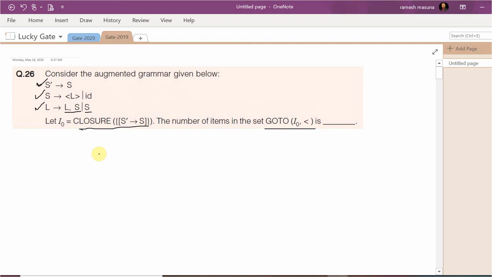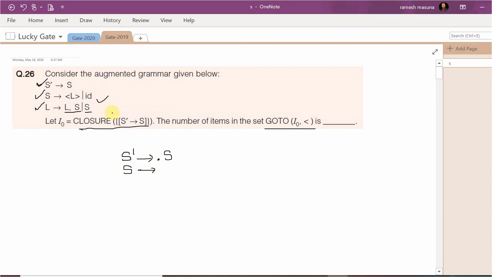We'll see what is the closure of S' → S first. Now the closure of S' → S we need to find. It means that S' → .S. Now S' → .S specifies that with S, whatever we derive using the production rules of S should be put into the same set of items. Means we have to put the S productions in the same set.